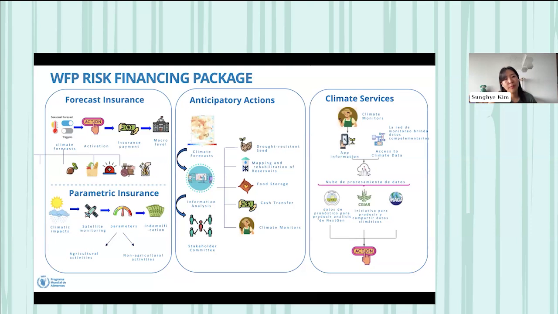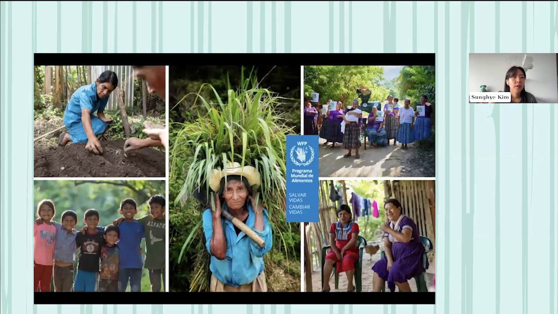Yeah, so here is a scheme of our DRF package. So yeah, in conclusion, our disaster risk finance interventions aim to build resilience, empower communities, and provide sustainable solutions to climate-related challenges. Thank you for your attention, and I'm now open to any questions you may have.